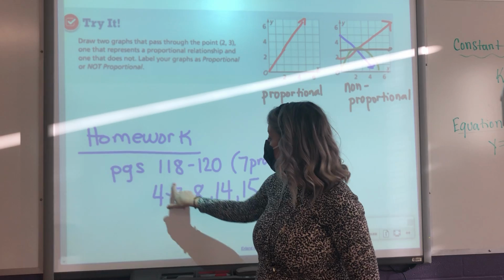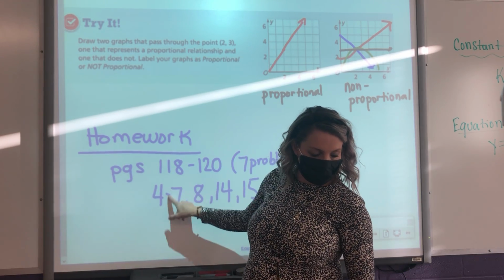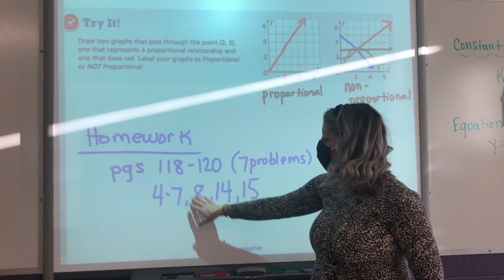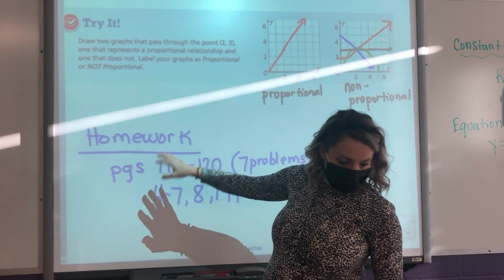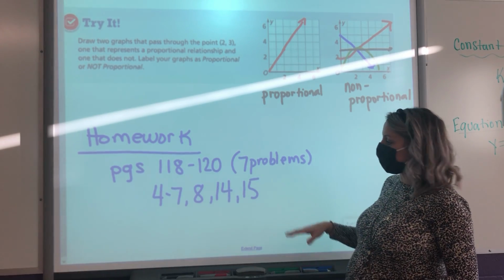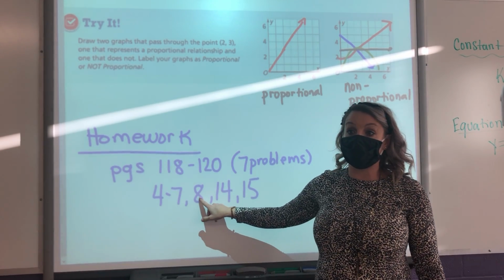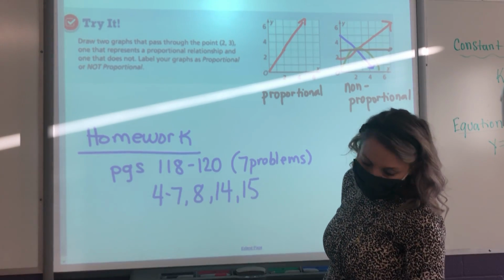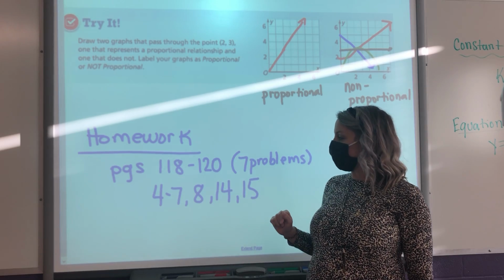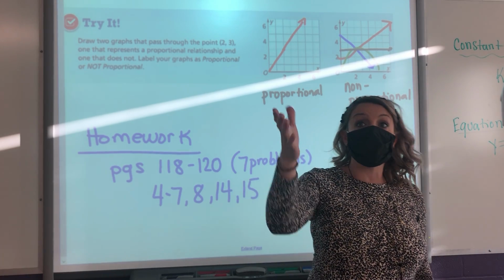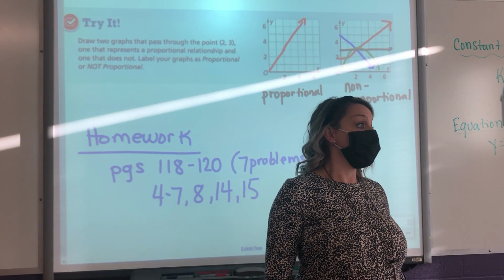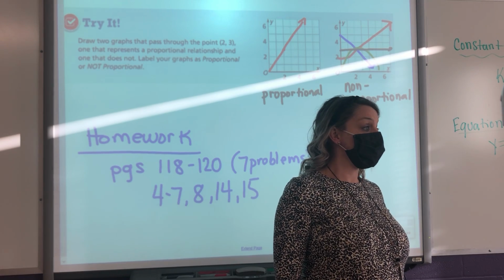Okay, so 4 through 7, you're looking at the same scenario. So you're going to have to graph and then interpret some of the things from the graph. Number 8, you're telling non-proportional or proportional. And then 14 and 15 are assessment practice questions. Okay, so you have quite a bit of time to start your assignment, yes? Yes. Okay.